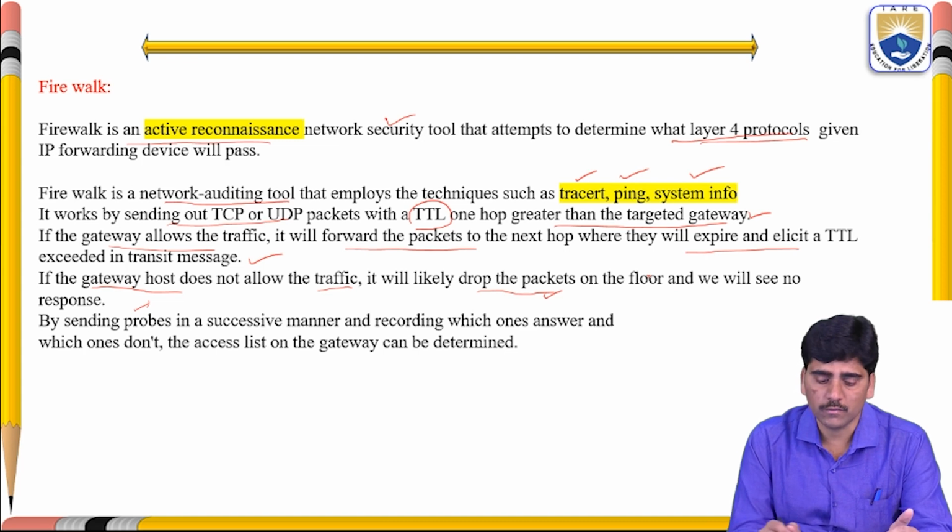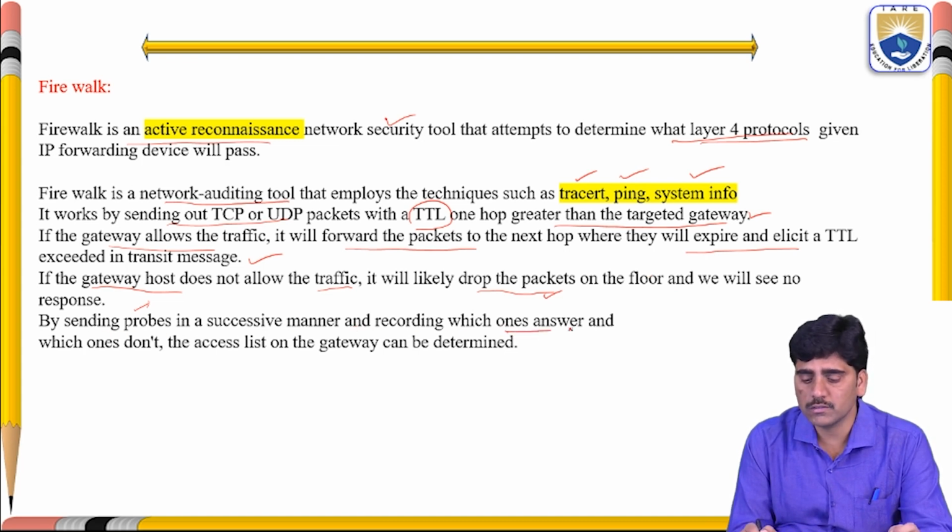So by sending probes in a successive manner, recording which ones answer and which one doesn't, some may give an answer and some do not. However, ICMP provides certain types of messages, so the access list on the gateway can be determined.